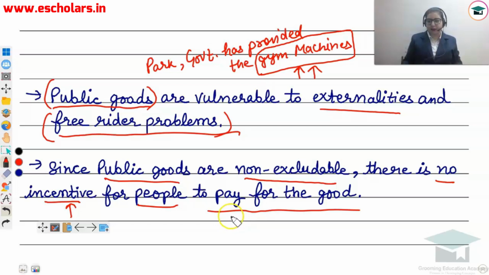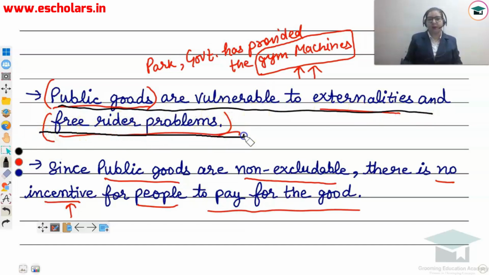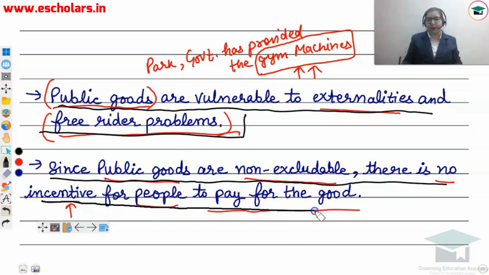So let's recall it till now. Public goods are vulnerable to externalities and free rider problems. Since public goods are non-excludable, there is no incentive for people to pay for the good.